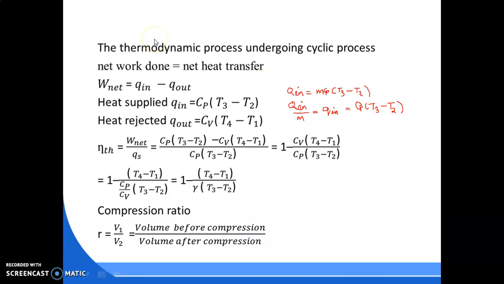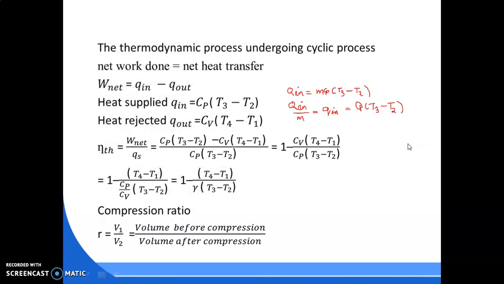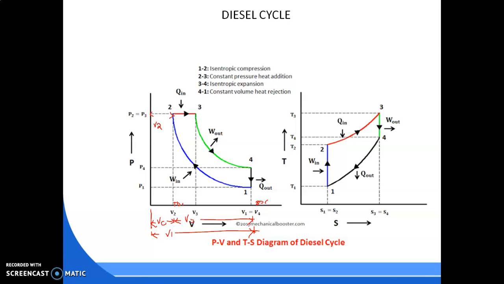So as we are discussing the thermal efficiency of the diesel engine, the thermodynamic cycle 1 to 2, the diesel cycle. As you can see, the PV and TS diagram of the diesel cycle: 1 to 2, 2 to 3, 3 to 4, 4 to 1. So the initial and final point will be the same. So that will be a cyclic process.